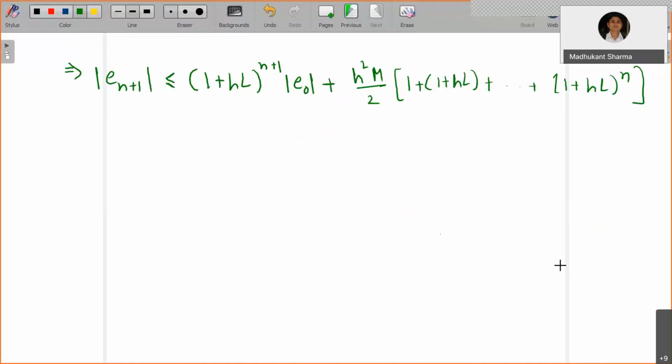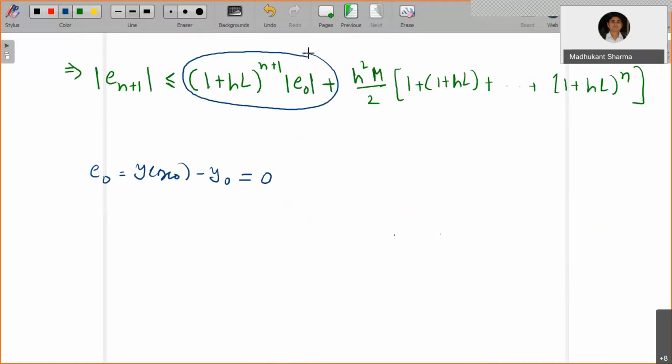Now look at this. What is E_0? E_0 is y at x_0 minus y_0. But that is 0, because initially there is no error. So this term vanishes. It will not contribute anything because mod of E_0 is 0.